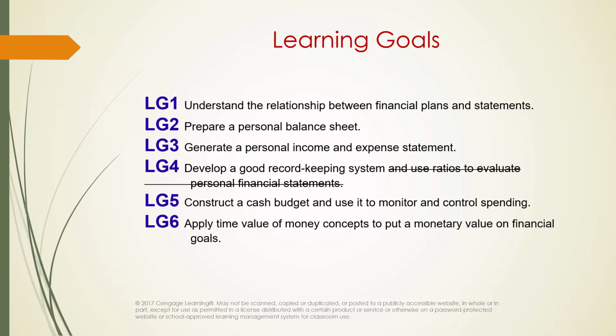We're going to, learning goal 3 and 5, fairly interchangeable as far as how I'm using it here. We're going to generate a list of our personal income and expenses, and then we're going to put that into a cash flow budget. We're going to talk about a good record keeping system. I'm not doing the part of the chapter, that's why I crossed it out, that uses ratios. Those are super calculation intensive, and as an introduction to the topic, I just don't see that they're that helpful. So we're not going to be actually covering the ratio part of this chapter.